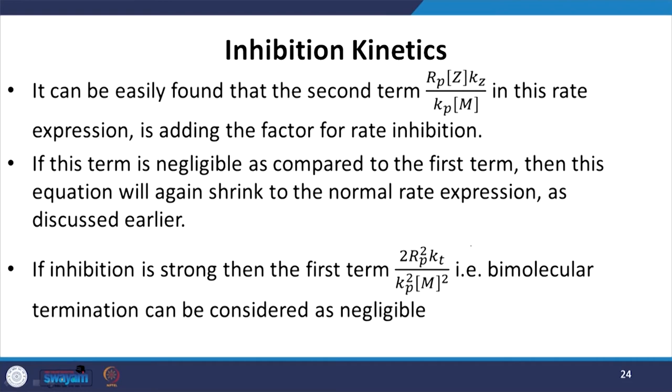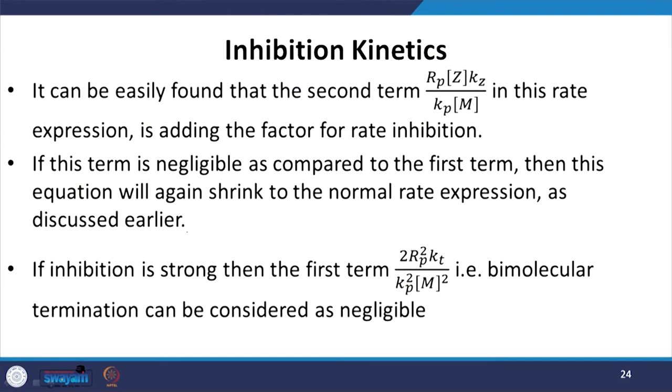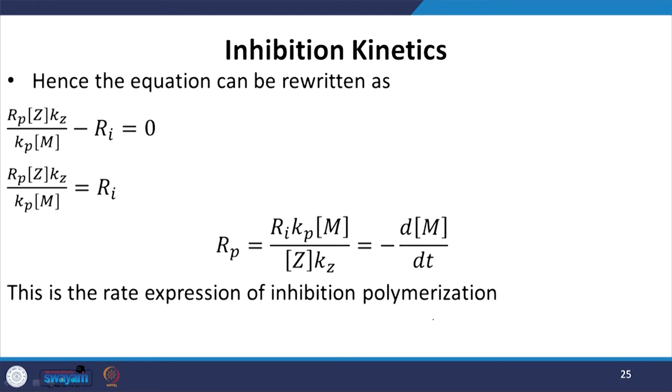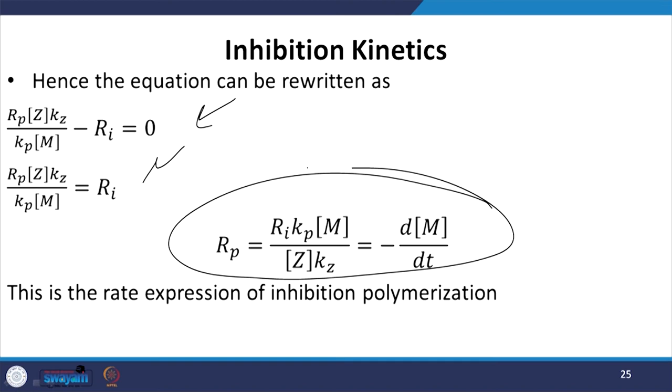You can easily see that the second term in this rate expression adds the factor of rate of inhibition. If this term is negligible compared to the first one, then this equation will shrink to the normal rate expression as we discussed previously. For strong inhibition, the bimolecular termination can be considered negligible. This is the foremost thing to consider while designing such kinetics. So, we can write Rp[Z]kz upon kp[M] minus Ri is equal to 0, and the rate expression for inhibited polymerization can be represented as Rp is equal to Ri kp[M] upon z kz, which is equal to minus d[M]/dt.